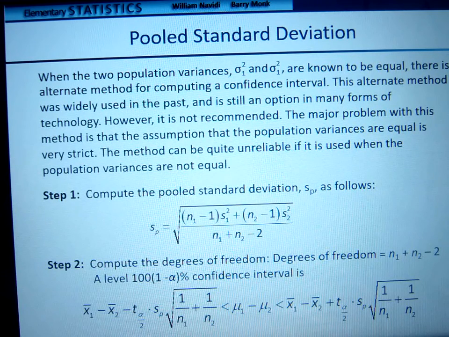This alternate method has widely been used in the past, and is still an option for many forms of technology, but it's not recommended. The problem is that the assumption that population variances are equal is very strict. The method can be quite unreliable if you use this when the population variances are not equal.